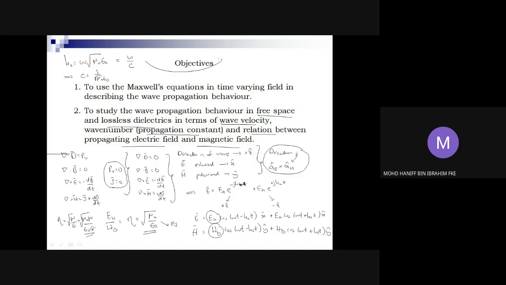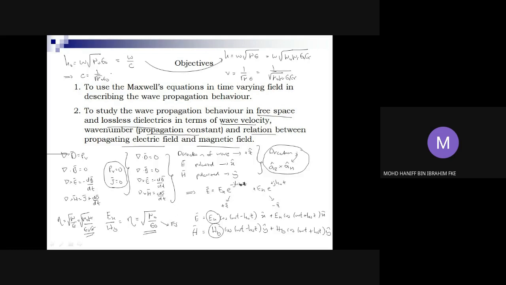For the case of a lossless dielectric, we can write that the phase constant k will be omega times the square root of mu epsilon, which is omega times the square root of mu naught mu r epsilon naught epsilon r, in which the velocity of the wave in a lossless dielectric will be equal to 1 over the square root of mu epsilon. It is about the same equation; the difference is that for free space we have mu naught epsilon naught, but for the lossless medium it is mu epsilon, which is 1 over the square root of mu naught mu r epsilon naught epsilon r. So this is the equation for the wave velocity in a lossless dielectric as compared to the equation for the wave velocity in a free space medium.